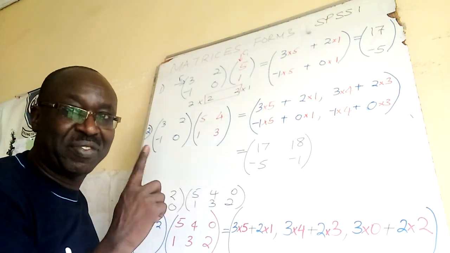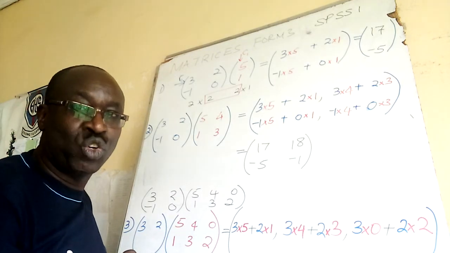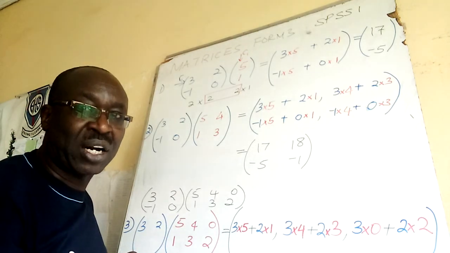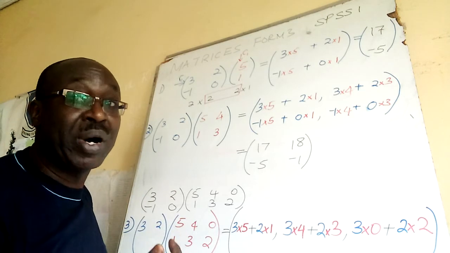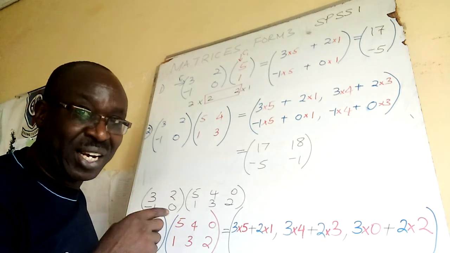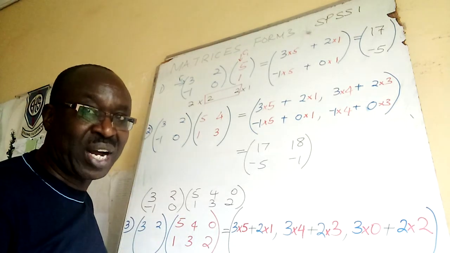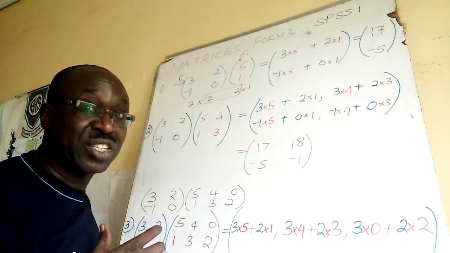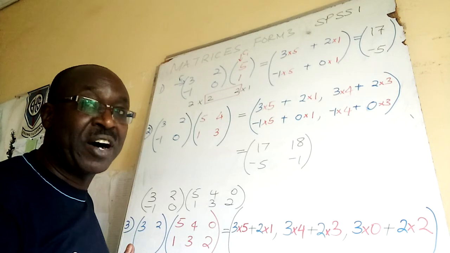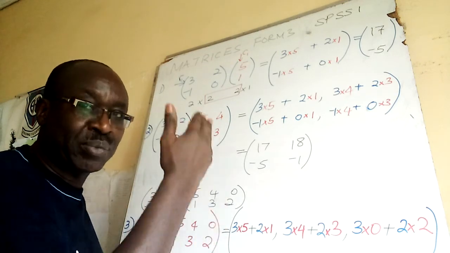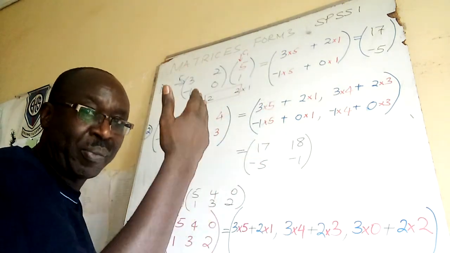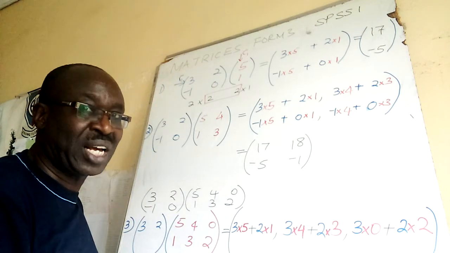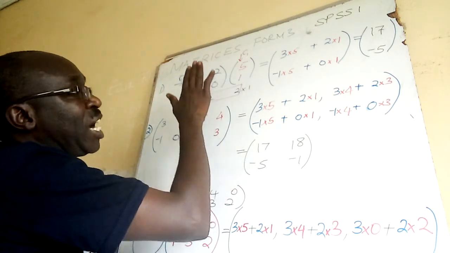So if the inner figures are the same, then those two matrices are compatible. They can be multiplied. If the inner figures are not the same, you can't. Then remember, the order or size of a matrix is defined by row times column and not column by row. That has to be clear. So that is what I've done here.